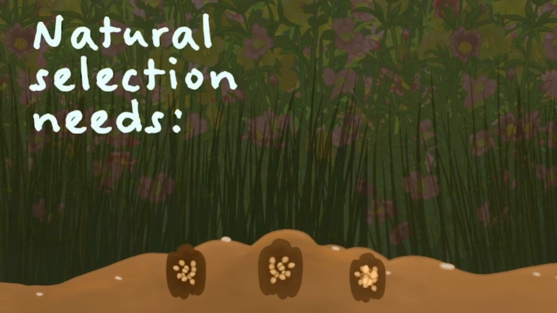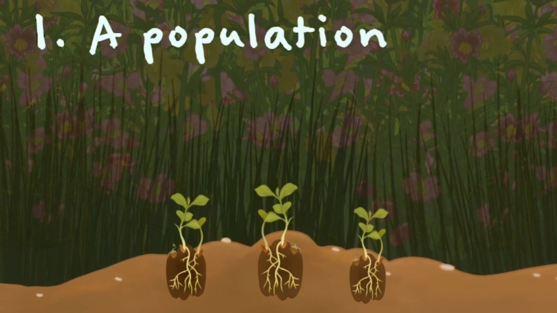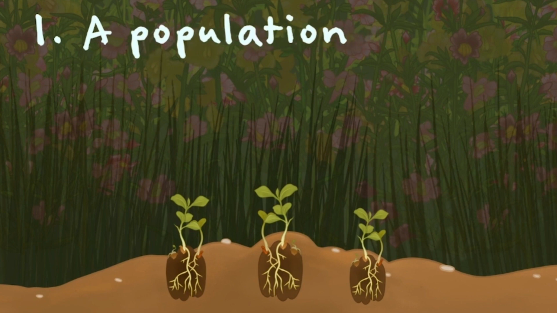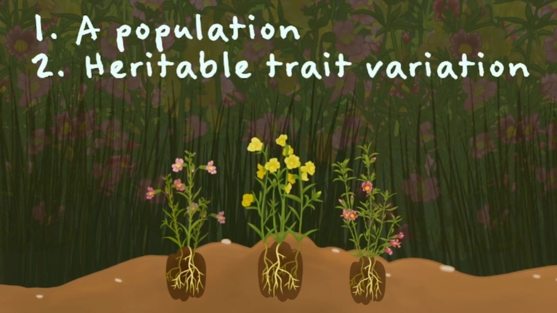For natural selection to happen, you need three things. 1, you need a population. That's a group of individuals of the same species that can reproduce together. 2, you need heritable trait variation. These are trait differences that come from differences in genes.